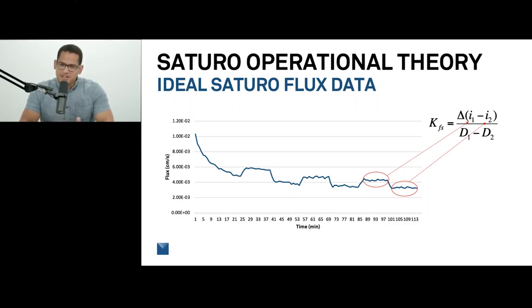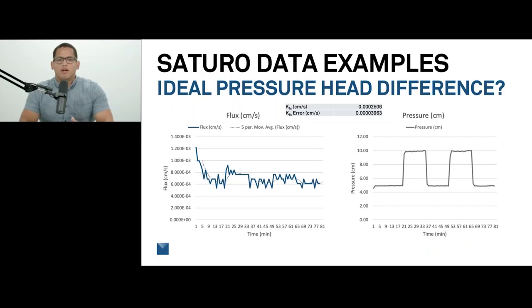Now, if everything looked like this in the field, we wouldn't even be having this discussion today. But they don't always look like this. So let's dive into some different scenarios where we're seeing different infiltration curves and trying to understand what's happening. So before we dive too deep into some of those, I do want to talk about what happens when things don't look exactly perfect? How much of an impact does that actually have on the measurement?